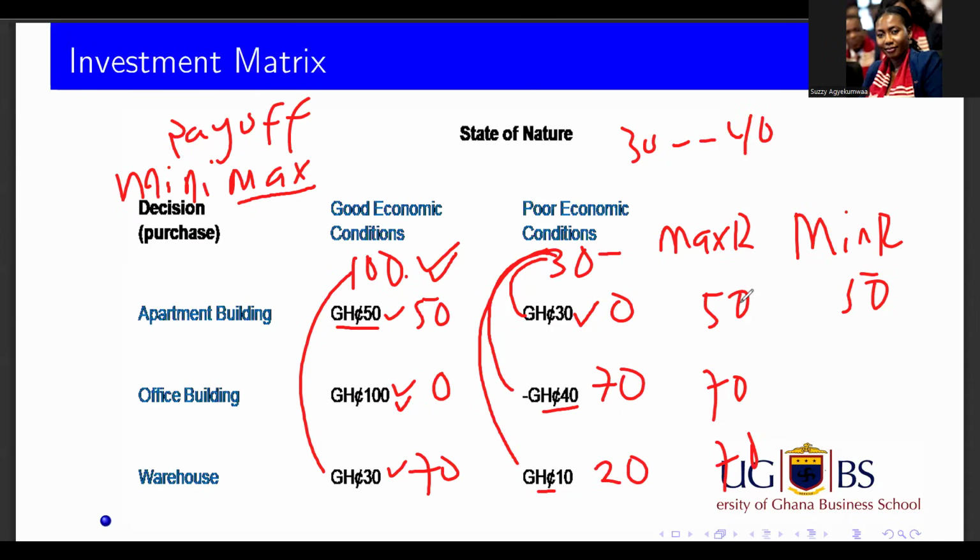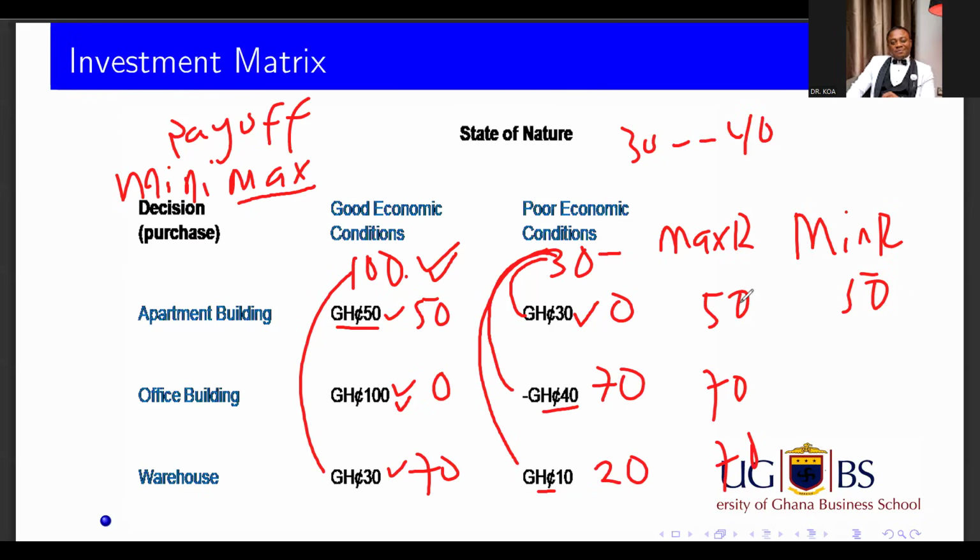Please, I'm not answering a question. I want to ask how we got the maximum regret side, the 50, 70, 70. Are we comparing both the regrets for the good economic condition and the poor economic condition, and you choose the maximum, or are we comparing the column? So before, we did a regret table where we had 50, 0, 70, and on the next column we had 0, 70, 20. So for each line, you want to pick the highest regret. So for apartment building, we have 50 as the first regret and 0 as the second regret. Okay, I understand. All right. Thank you.